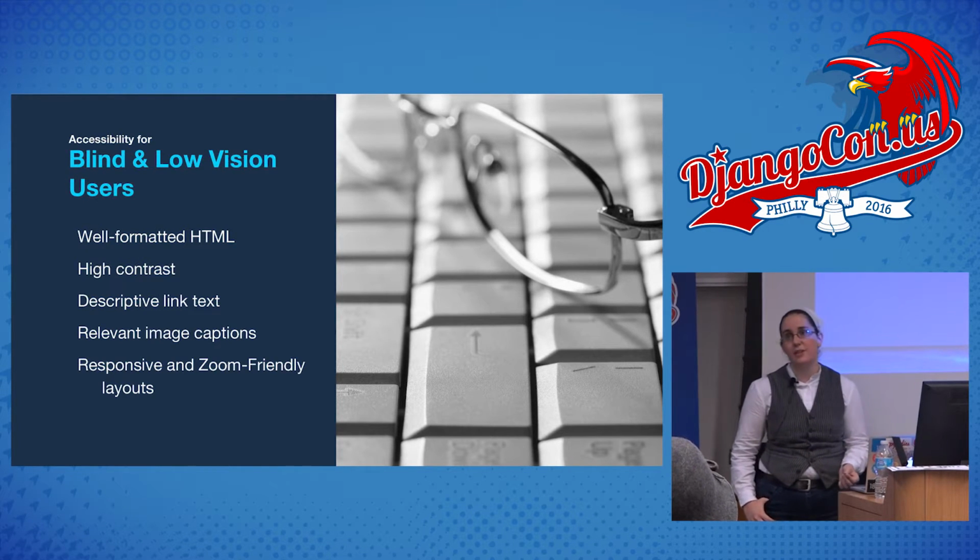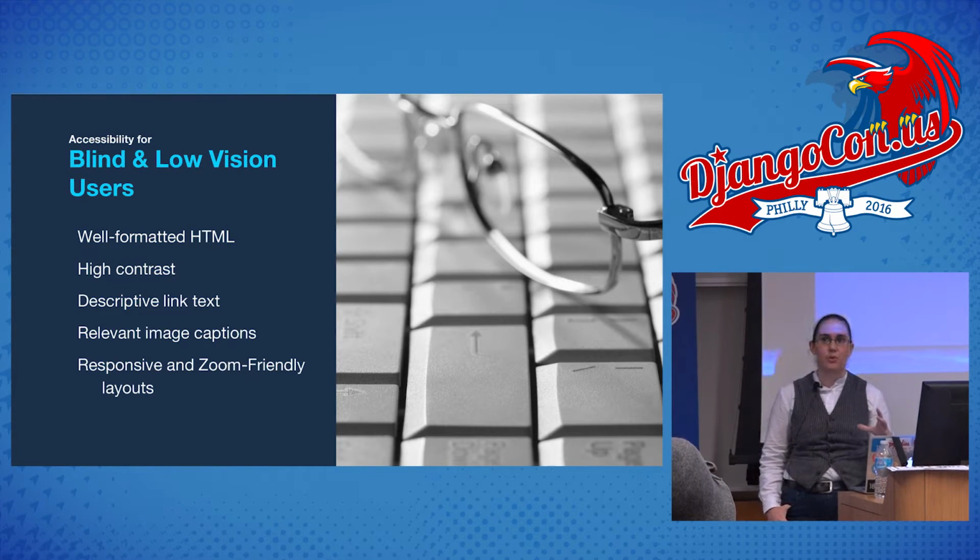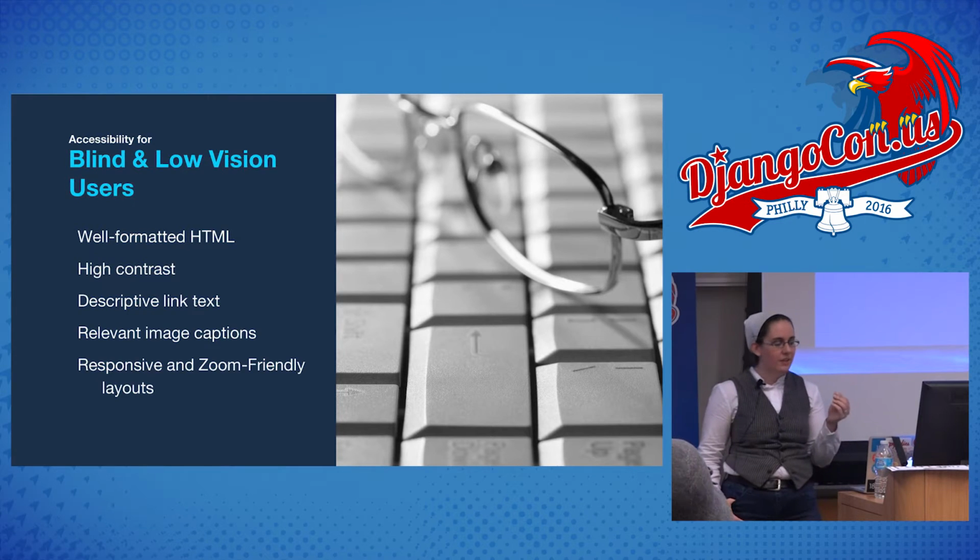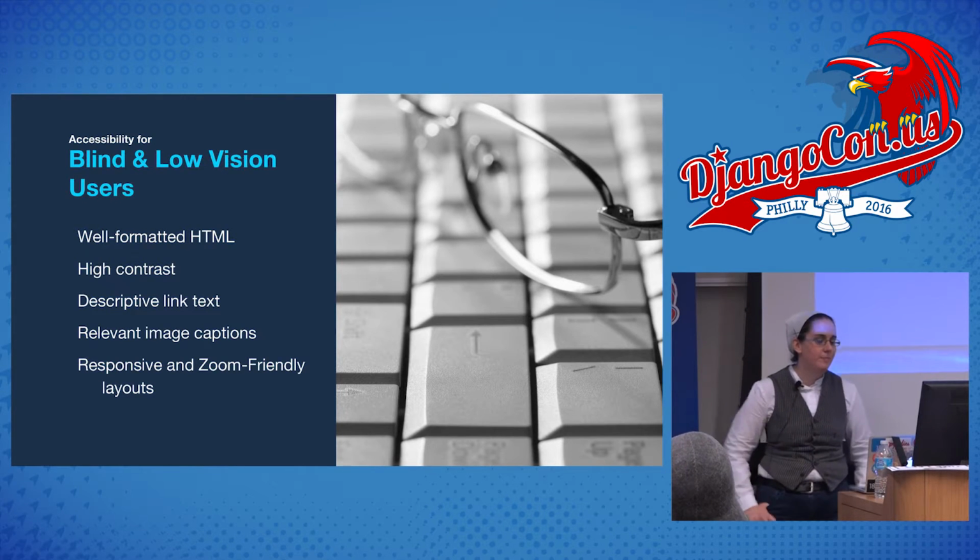High contrast is another big thing. A lot of blind and low vision users don't use screen readers. They use magnification programs or they zoom up the text. And having high contrast makes it much easier to see it, so they don't have to zoom so far in.